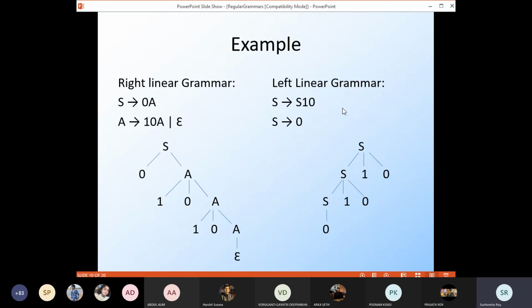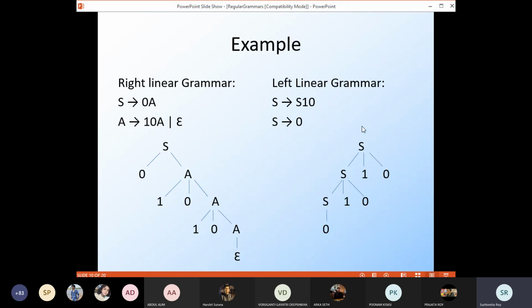Yes, and on the right also, you can see this is the left linear grammar, and here this S is on the left, and you have only S productions. We don't need an extra variable, but we are producing the same set of strings. So it is a grammar for the same language. One is a right linear grammar and one is a left linear grammar, but they express the same language.